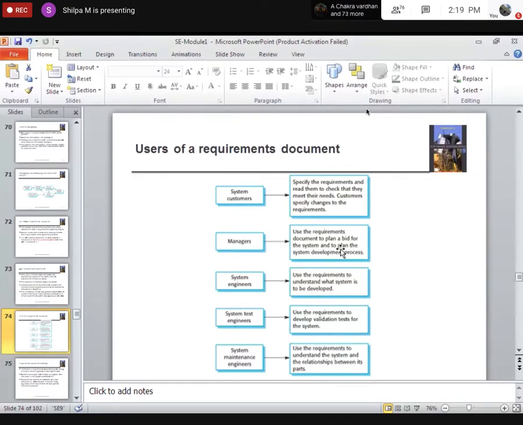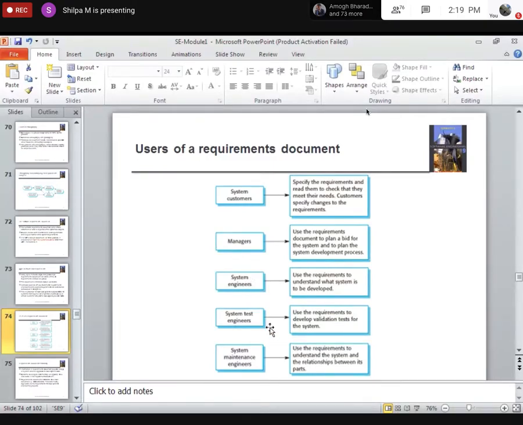Next is system engineers. System engineers study the requirements to check what system needs to be developed. If there are 150 people working on the project, all 150 will not be involved in requirements gathering. There will be four or five who would have gathered the requirements. So how do they fill the knowledge gap for the other remaining 140 people working on the project? That is through this requirements document. The system engineers will understand what system they are developing and how it should be developed, everything through this requirements document.